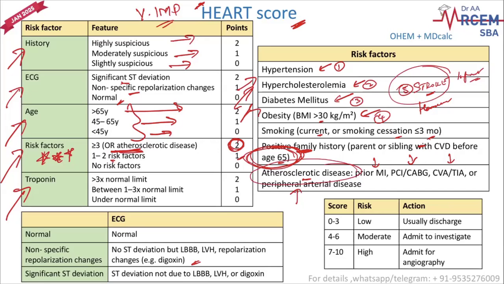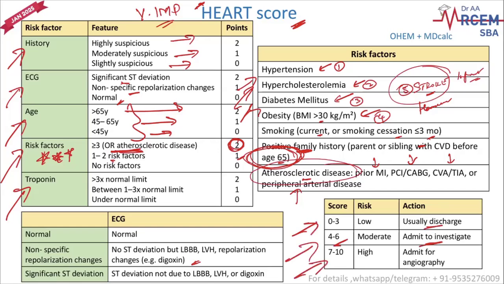The rest of the things carry only 1 point each, and are considered as one risk factor each. Depending on this HEART score, if it is a low score, then you usually discharge. If it is 4 to 6, you admit and further evaluate. That is basically troponin I and serial ECG that you'll be getting done.